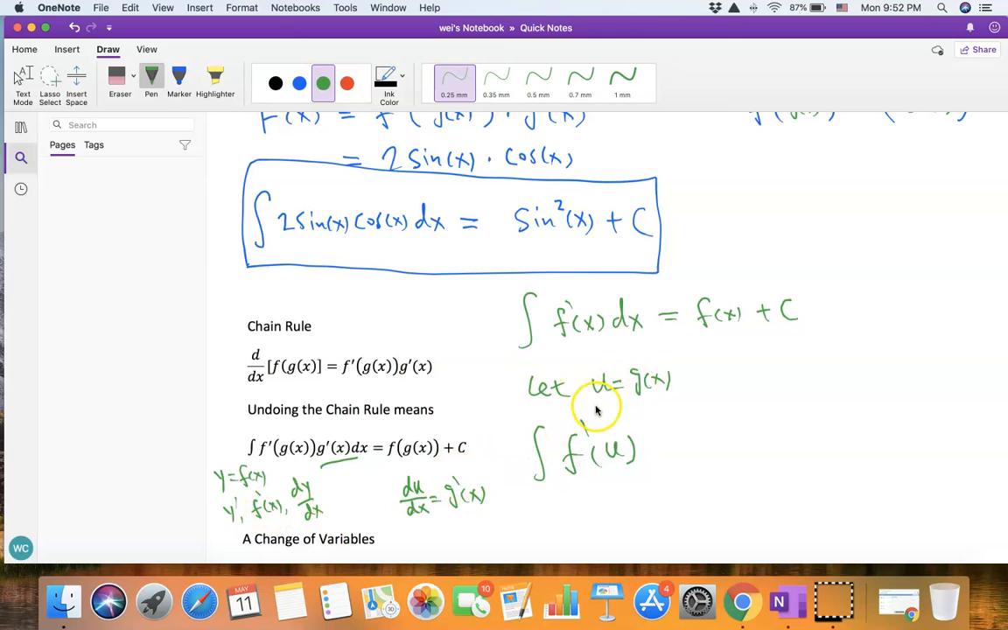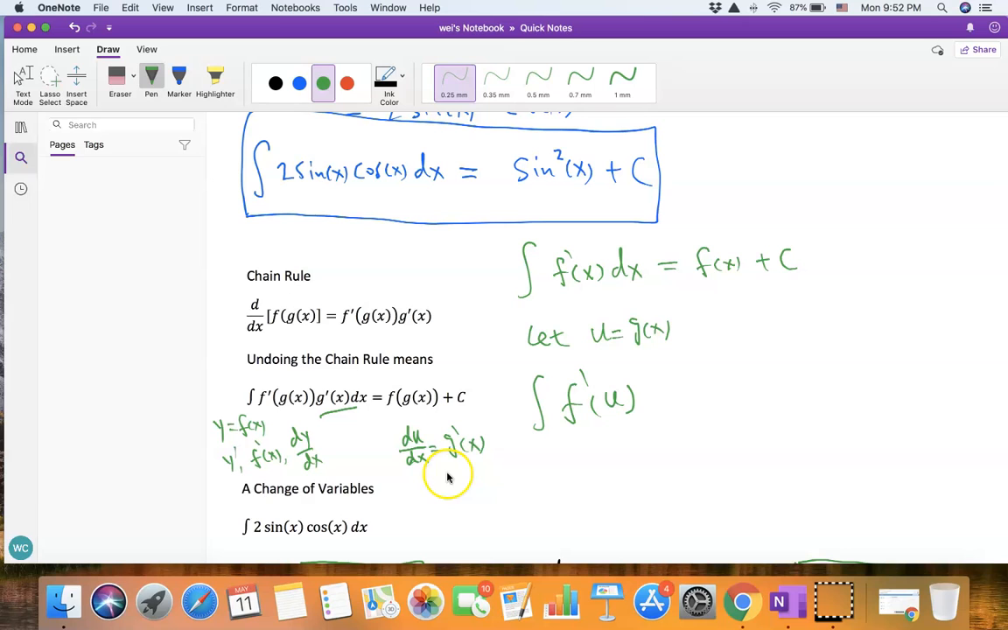What we have right now is u equals g of x. That's why du over dx equals g prime of x. Okay. And since these two are equal, if I multiply dx on both sides, du will be equal to g prime of x dx. So this term will be replaced by du.